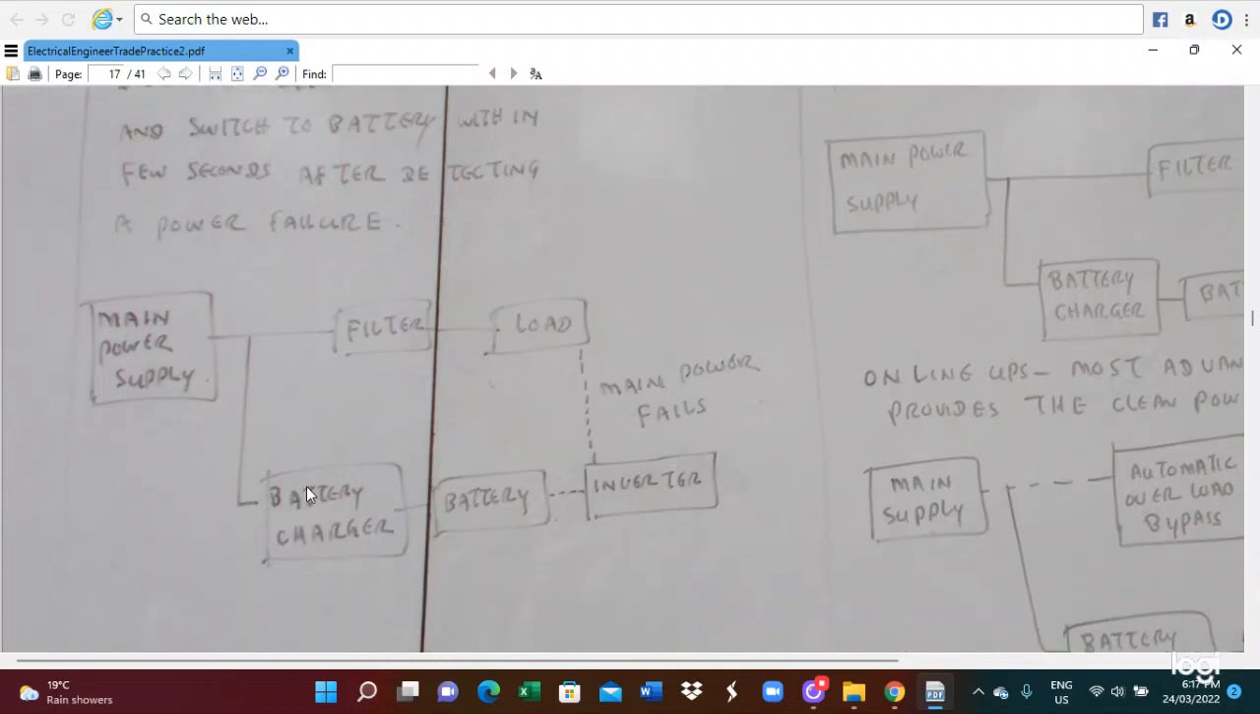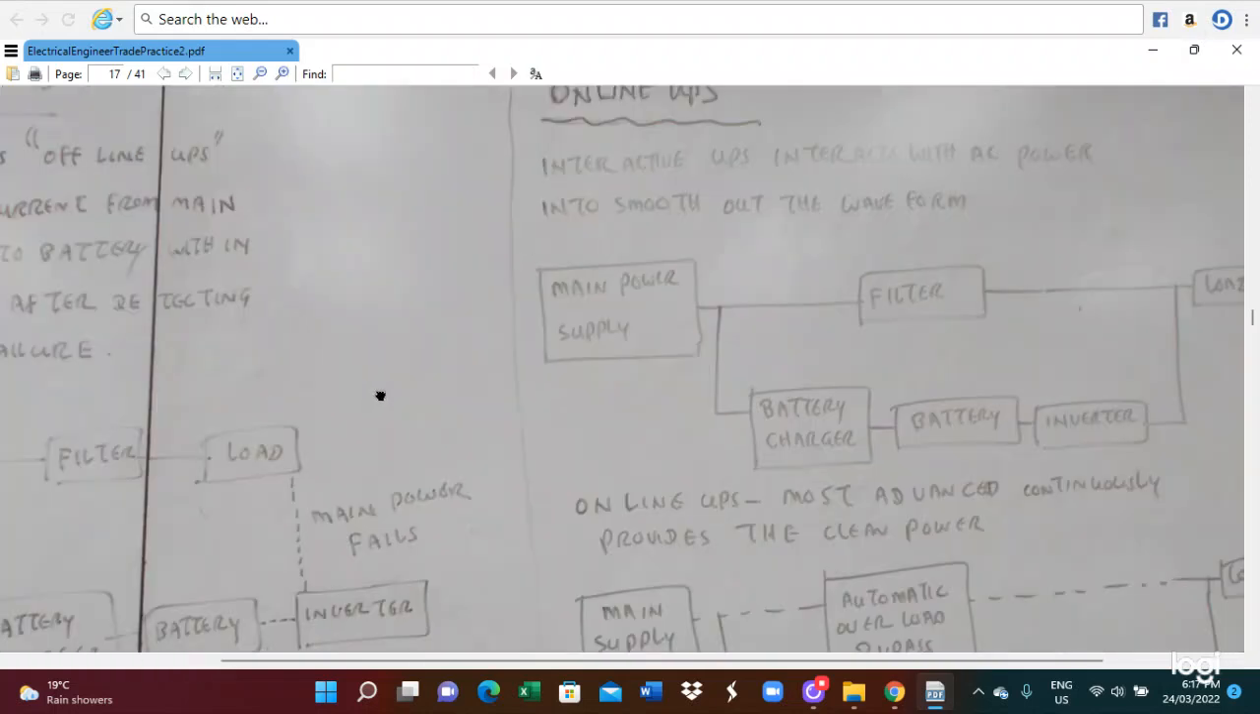So the main power supply is normally connected through a filter to the load, and normally the battery is charging. So when the battery charger charges the battery, and the main power fails, the inverter supplies the load. This is the offline UPS system.